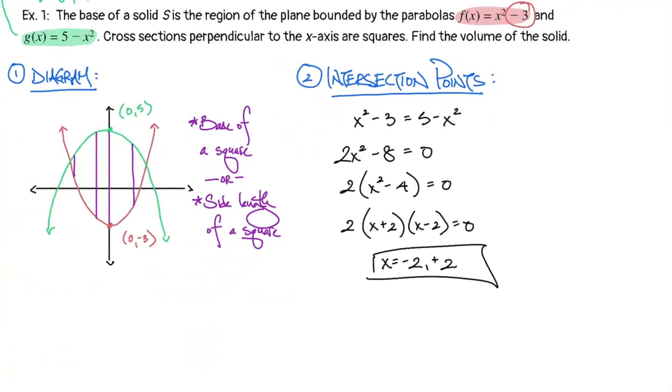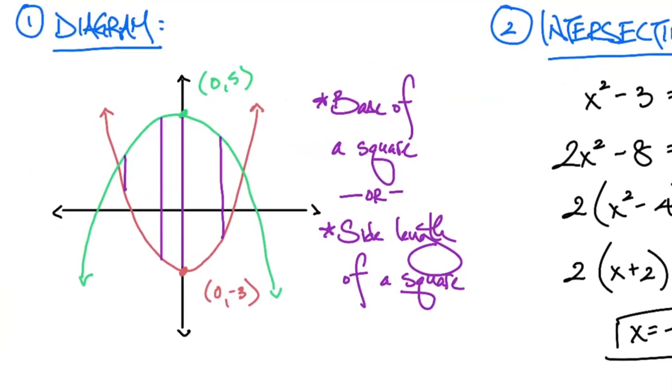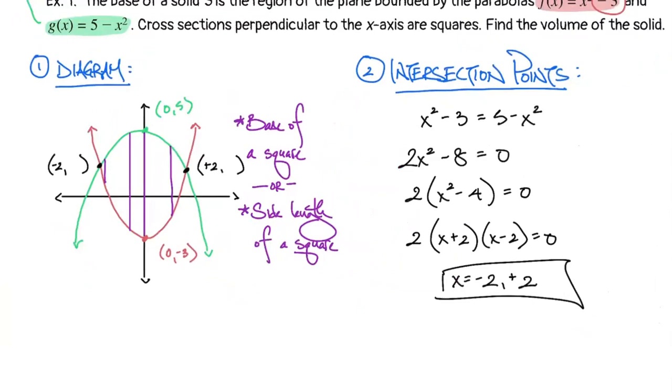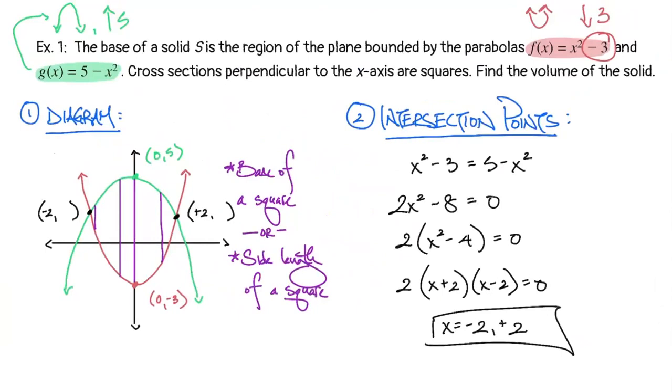All right. If we go back to our diagram, that means we can label this point right here as negative 2, something, and this point as positive 2, comma, something. You'll see that I leave a space for that y value, but I don't always find that y value because sometimes I don't actually need it. If it makes you feel better, you can plug 2 or negative 2 into the red equation or the green equation and find a y value that goes with it.